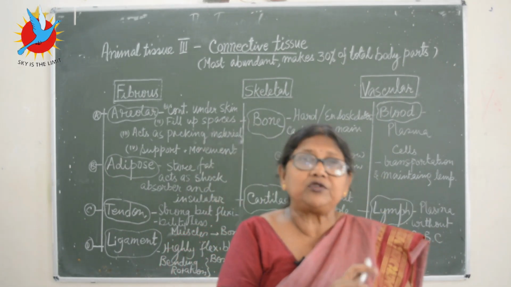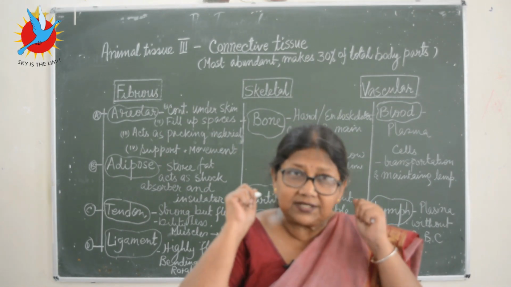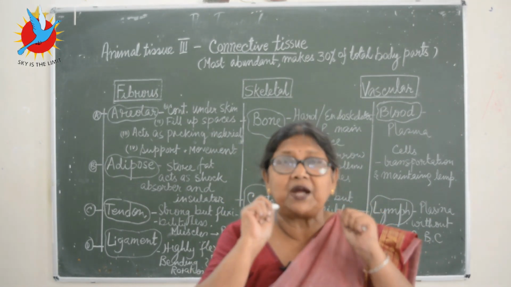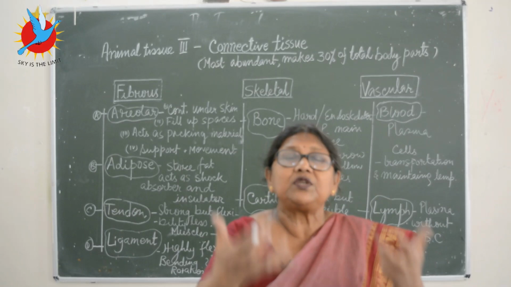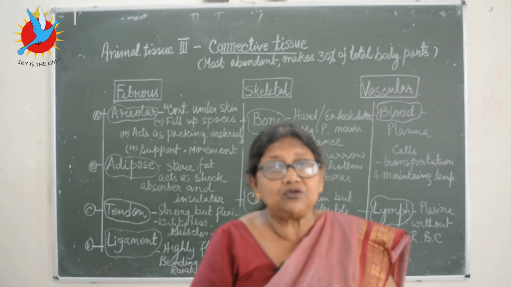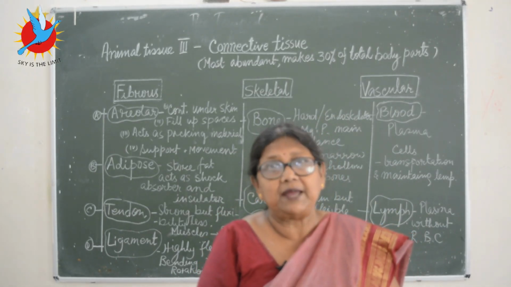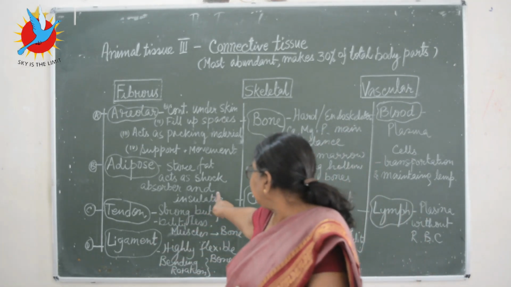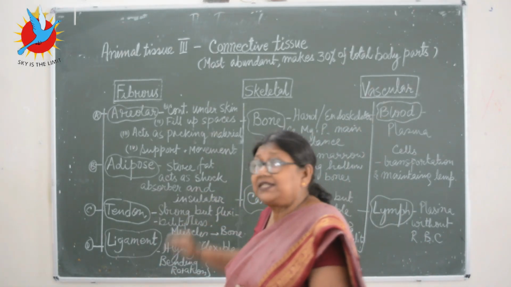Around them this adipose tissue is there, so that whenever there is any jerk or any part of the body gets hurt, they are the ones which receive that shock first, and they do not allow the organs to be damaged. And they are also called insulators.